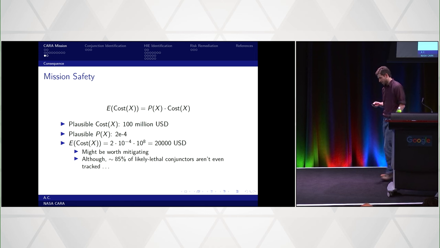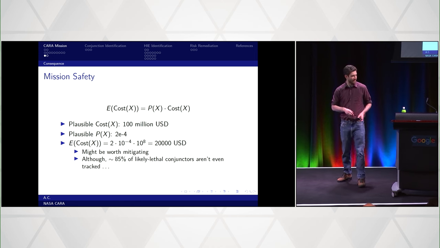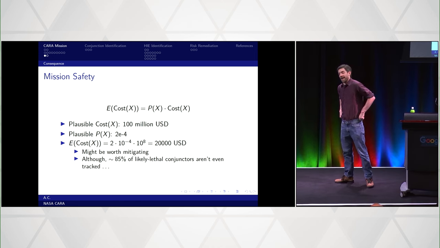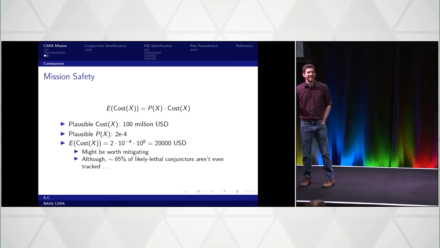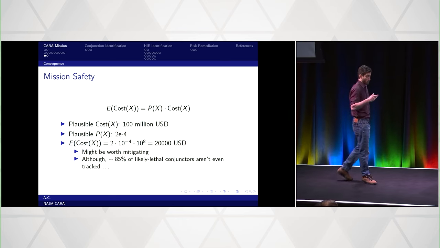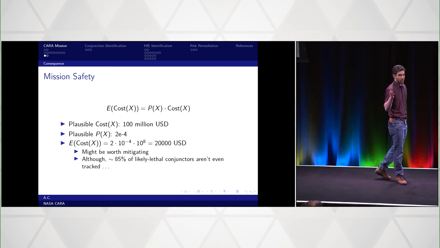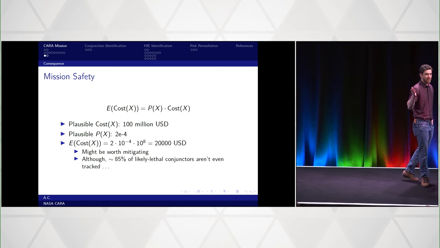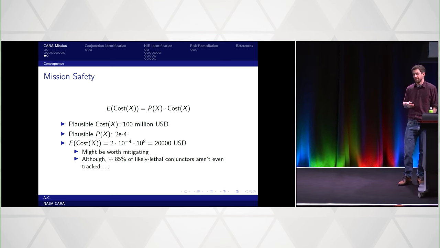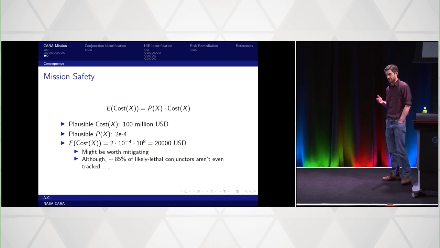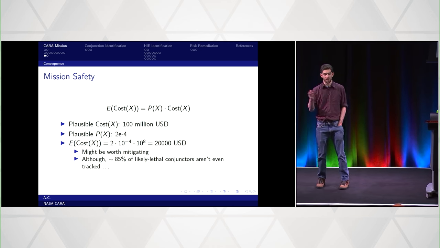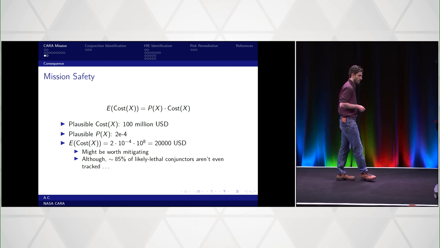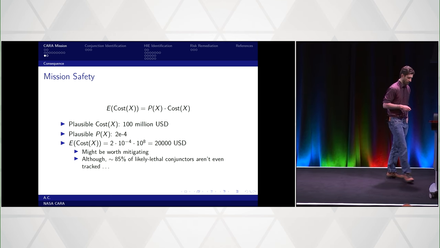All righty. So let's talk about impact, the other side of perf. The obvious way to look at the impact of what happens when we get it wrong is to look at an individual mission and, OK, how much does it cost us when we screw up? So it turns out that satellites are kind of expensive. Plausible cost for a satellite is $100 million. Some are cheaper, some are more expensive, but certainly you have some up there with price tags in that area.